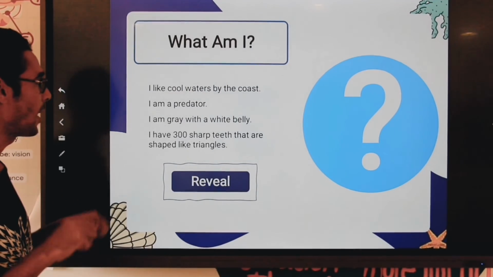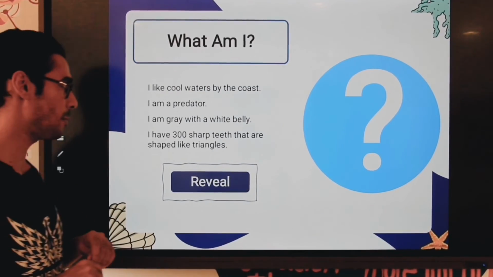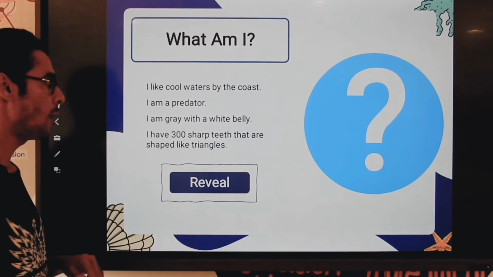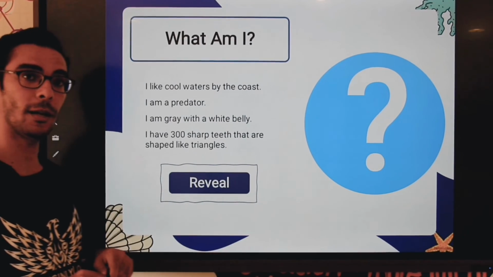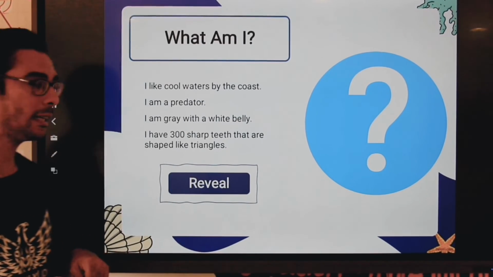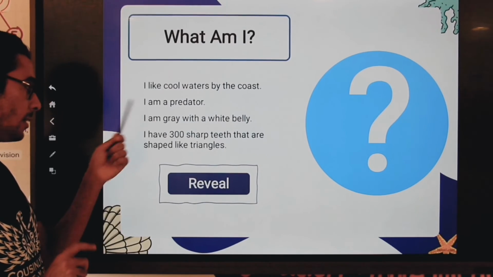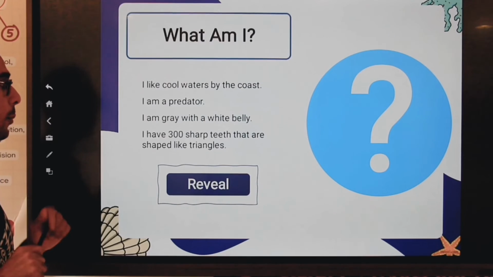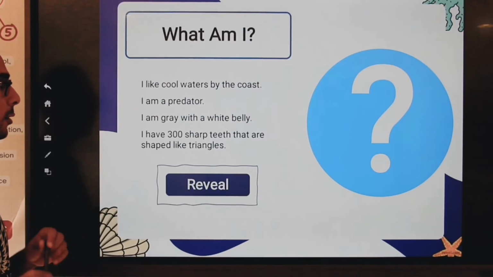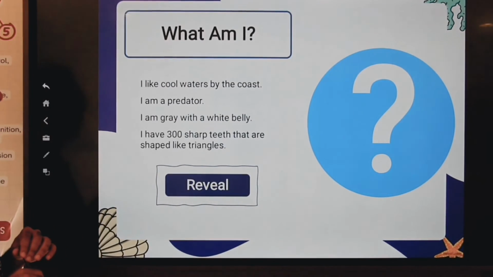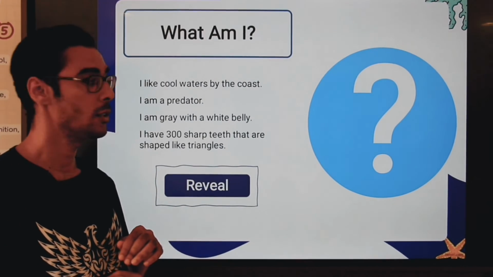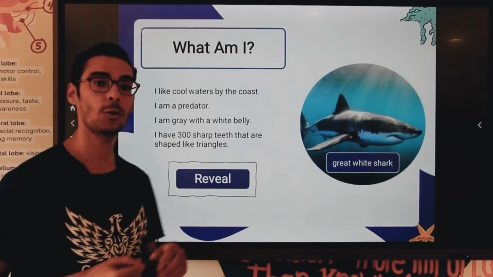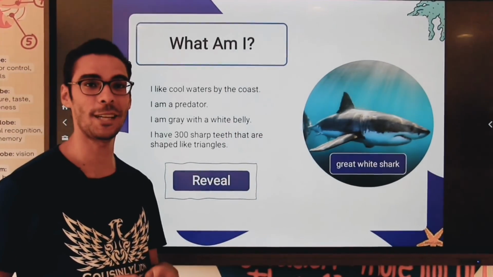Let's get started. I like cool waters by the coast. I am a predator. I am gray with a white belly. So we are talking about an animal that has a dark back and a white belly. And this animal is a predator. Besides, it lives in water. That's really important. I have 300 sharp teeth that are sharp like triangles. So what am I? You might be thinking about the shark. If your answer was shark, you did a great job.